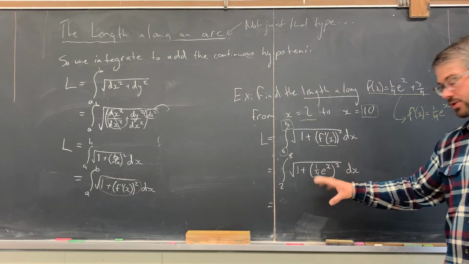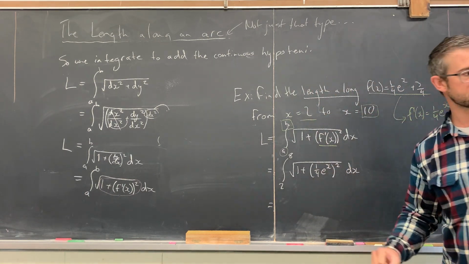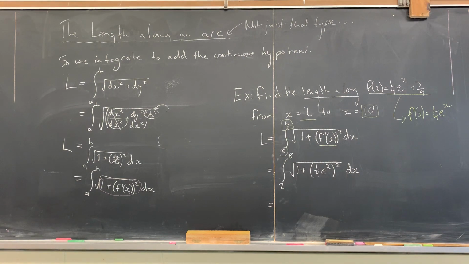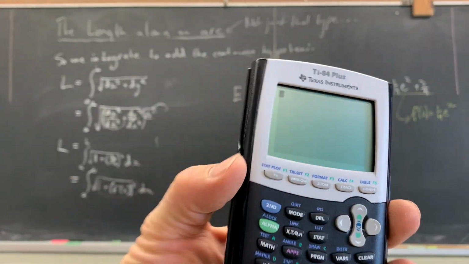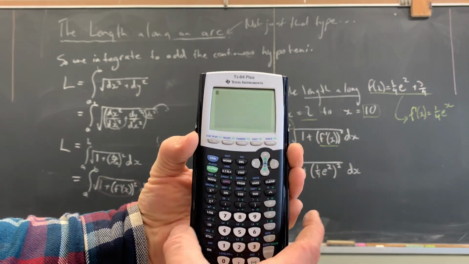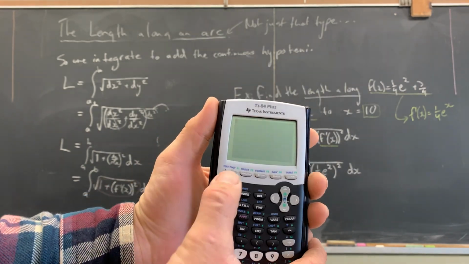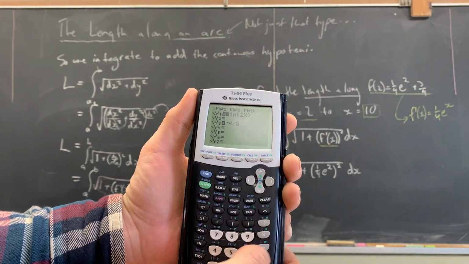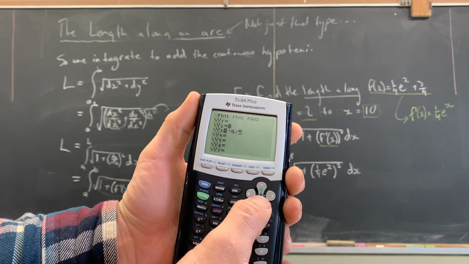Now, again, I had mentioned I'm not going to integrate this by hand. I'm just going to borrow a calculator. And that looks like an appropriate distance for the camera. Yeah, there we go. So I'm going to do two things. I think first I'm going to go to my y equals and clear them out.